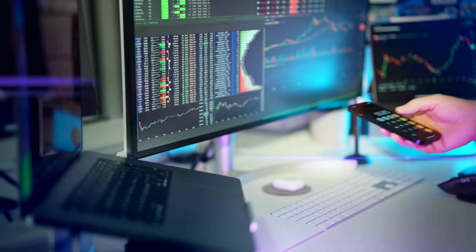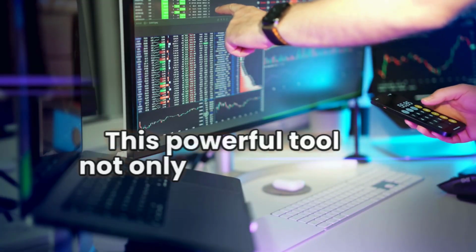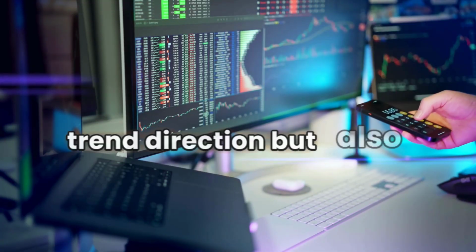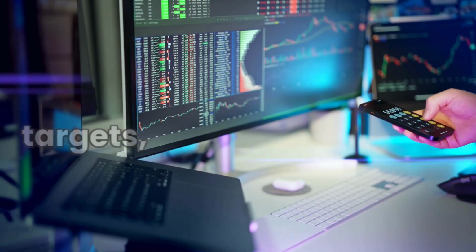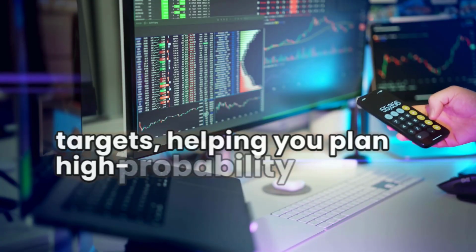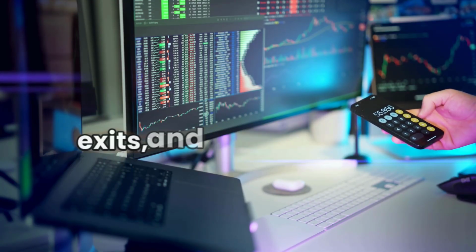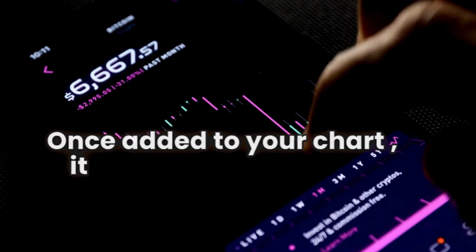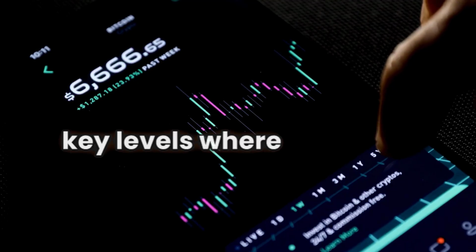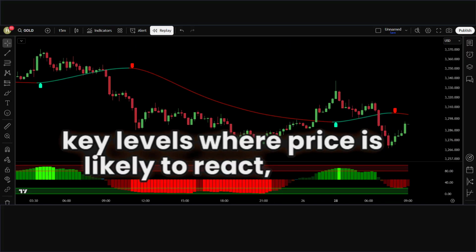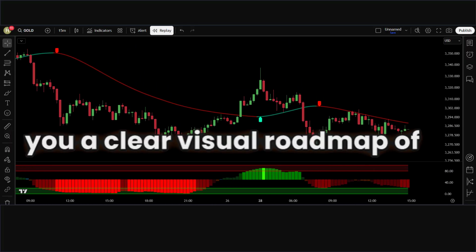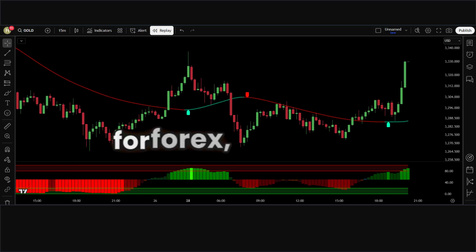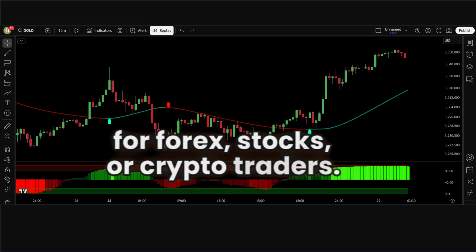Indicator. This powerful indicator does more than just spot the direction of the trend, it also projects accurate price targets, helping you plan high-probability entries, exits, and profit zones with ease. Once you add it to your chart, the Trend Targets Indicator automatically marks critical levels where price is likely to react. It gives you a clear visual roadmap of market structure, perfect for trading Forex, stocks, or crypto.